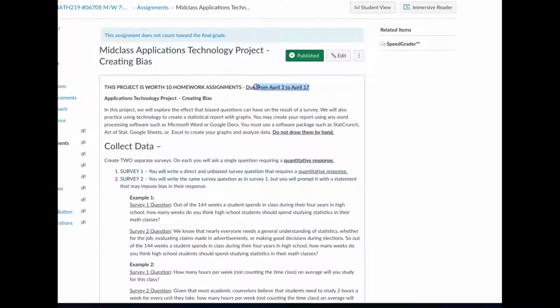Also, this project is due anywhere between April 3rd, the end of week 8, all the way to the end after spring break, so keep that in mind. You have a window. Shoot for April 3rd or April 10th, but keep that in mind.